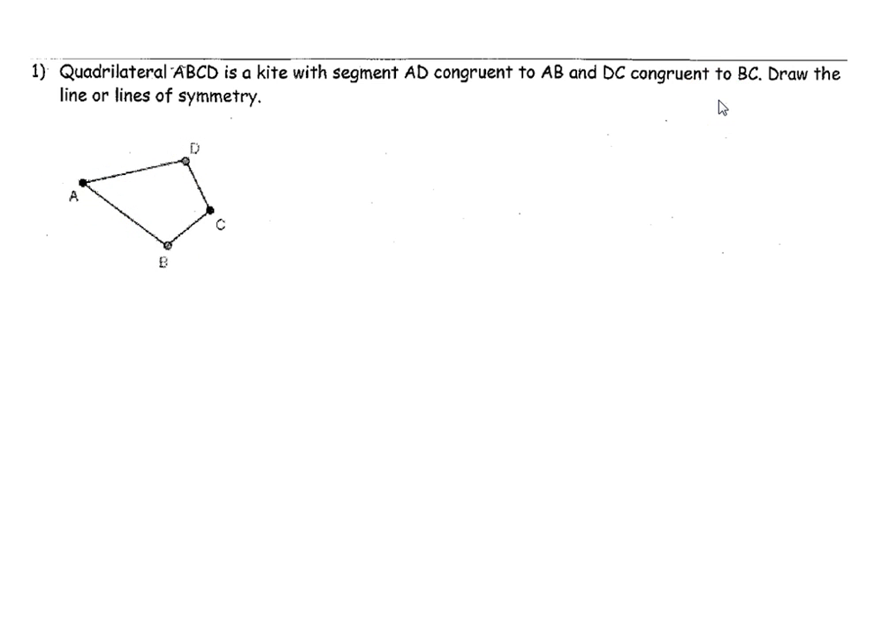We have to draw the line of symmetry, or the lines of symmetry. There's only one in this instance, and that would be straight through A and C right there. There's your line of symmetry for this kite.